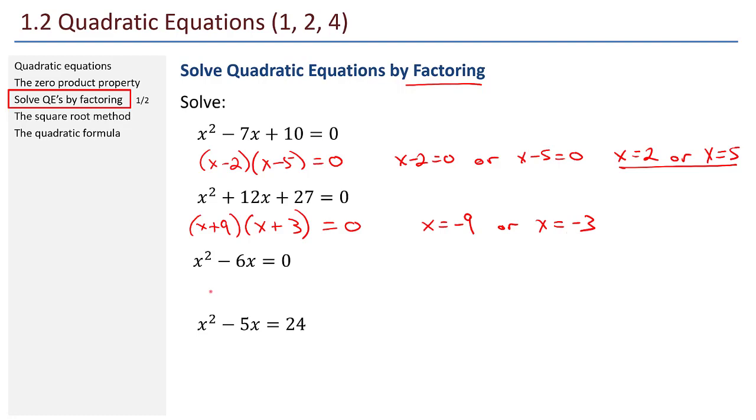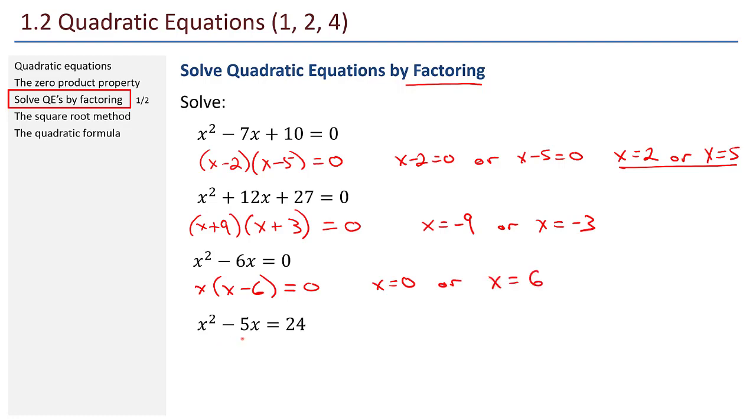How about the third case? It looks like both terms have a common monomial factor of just x. I can factor out an x. x times (x minus 6) equals 0. So x equals 0 or x equals 6.